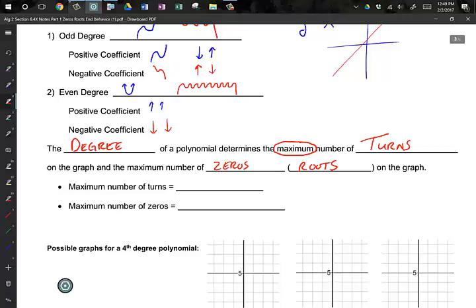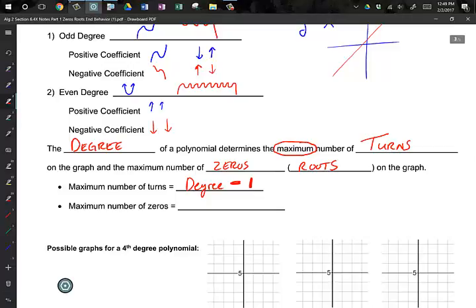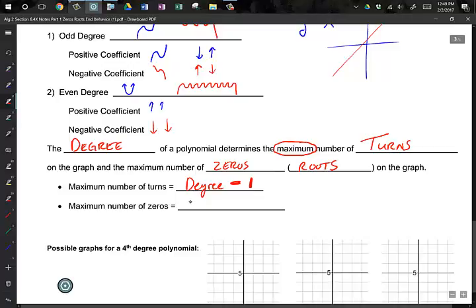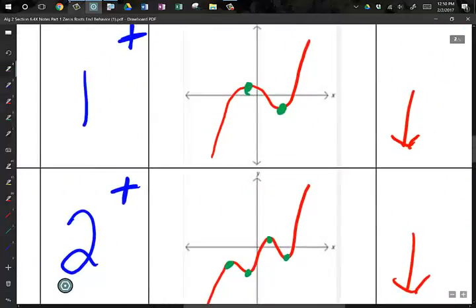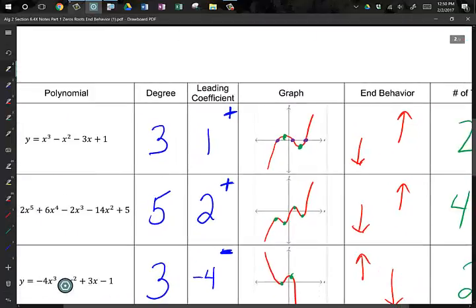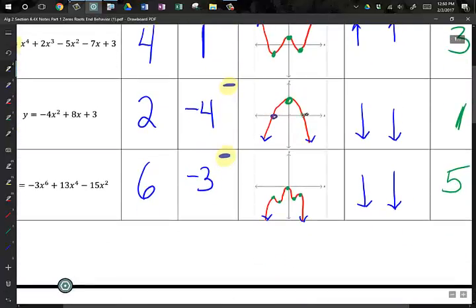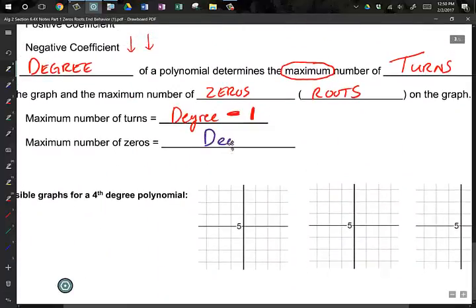So, let's go back to the law of Gödel. The maximum number of turns is degree minus 1. The maximum number of zeros would be what? What's the maximum number of zeros? You want to look back at the graphs? How many zeros does this one have? Let's do those in purple. 1 zero, 2 zeros, 3 zeros. And what was the degree? 3. Let's go up here. 1 zero, 2 zeros. What's the maximum number of zeros? It equals the degree. Okay, the maximum number of zeros equals the degree.